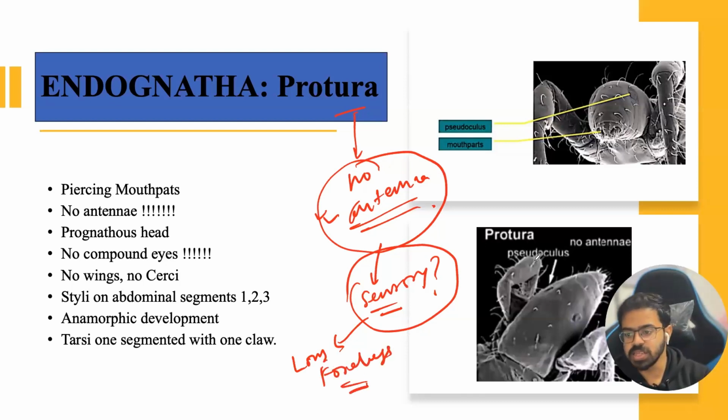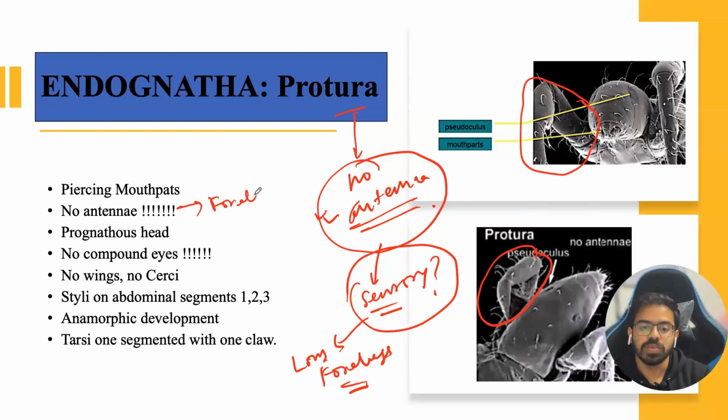For that reason, it has long forelegs. Okay, just see this same photo. This particular big portion, this is the pair of forelegs which are very long and projected in front of the head, just like antenna. And this is sensory in nature. So if there is no antenna, then no problem. Protura use their forelegs.